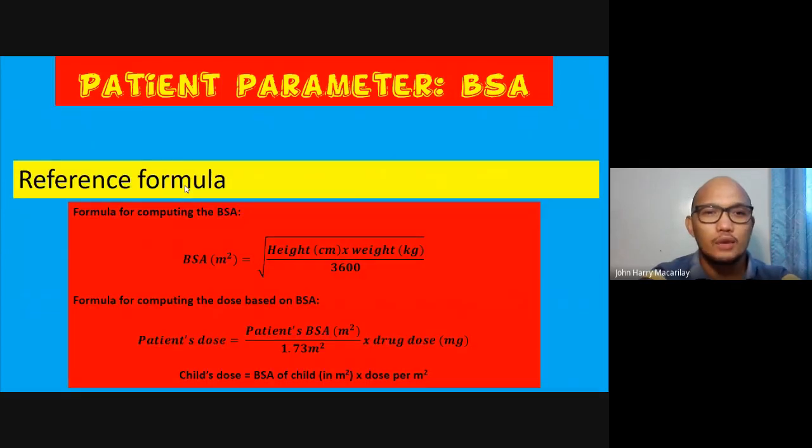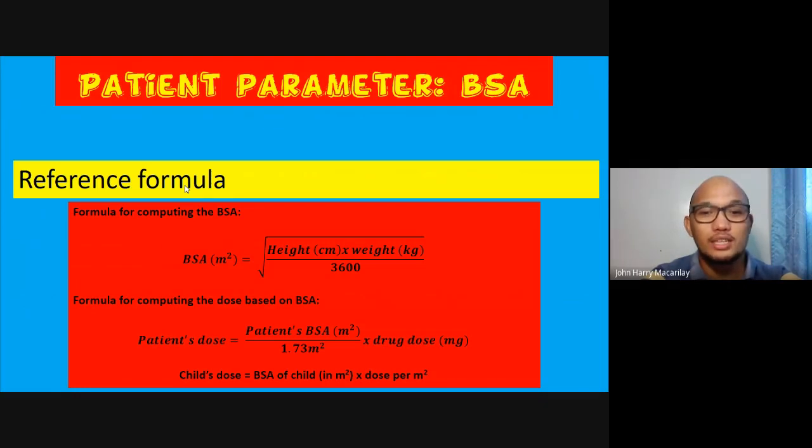For the reference formula, we have to first identify the BSA of the patient before we identify the specific dose for a specific patient. For the BSA, we're going to use this formula. The unit for BSA is meters squared. Since you are measuring two dimensions, it is the square root of the height in centimeters times the weight in kilograms over 3,600.